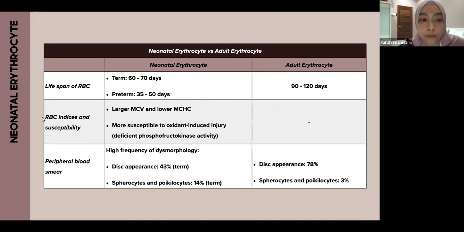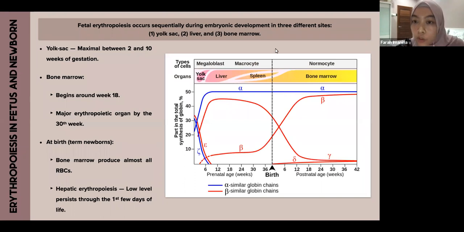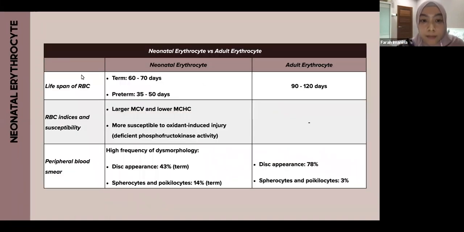They also have different RBC indices. Normally, we can see a larger MCV and lower MCHC. Let's look at the previous picture. Before birth, the major RBC produced are macrocytes. That is why after birth, we can see a larger MCV in the baby. The RBCs are also more susceptible to oxidant-induced injury, mainly because of deficient phosphofructokinase activity. And on blood smear, we can normally see a high frequency of this morphology.